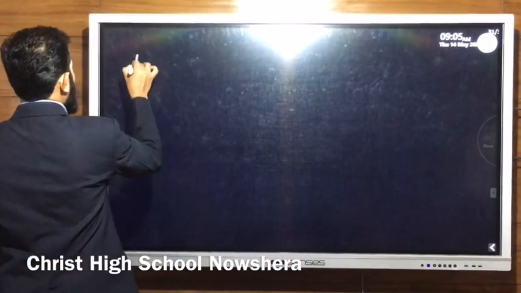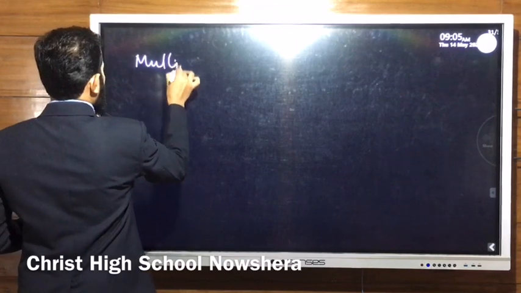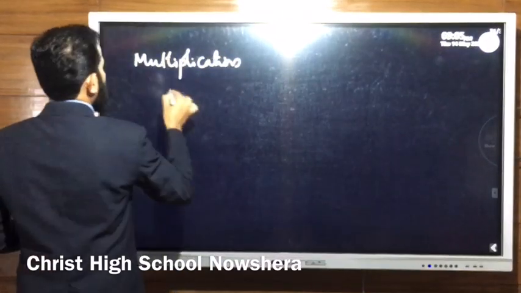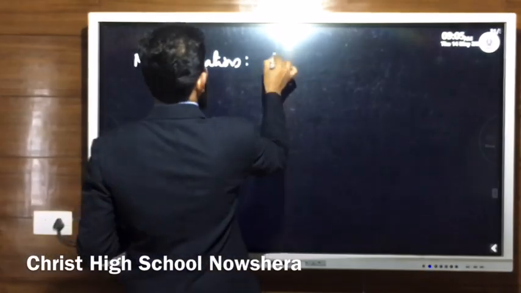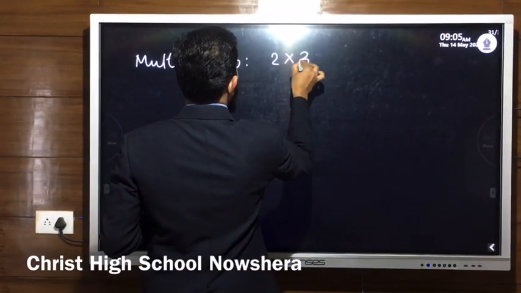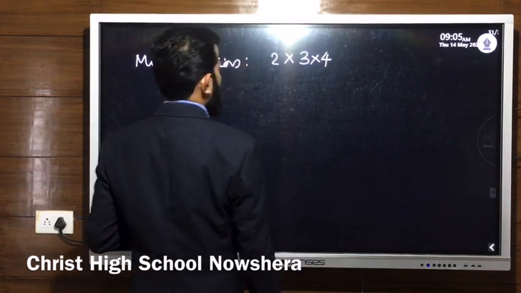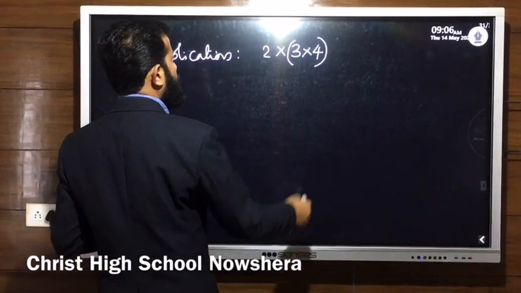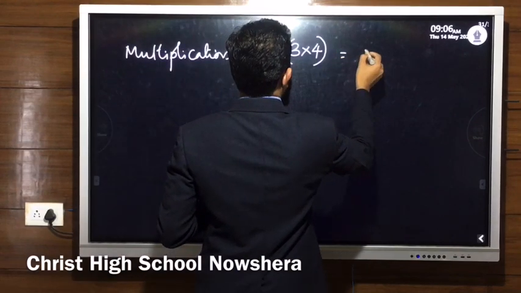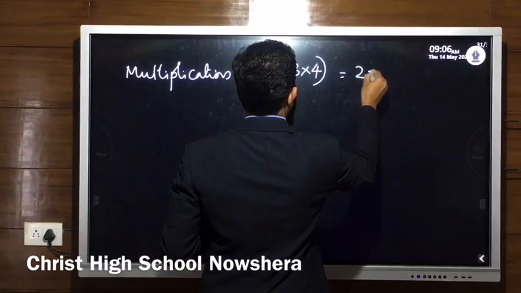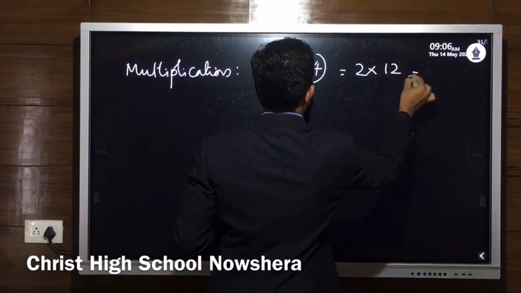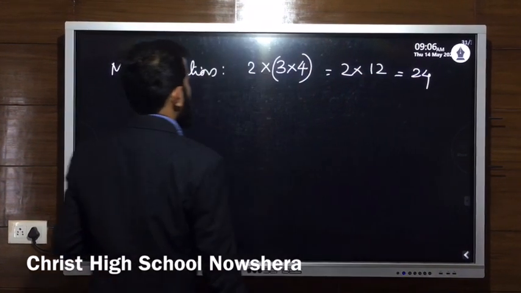Next is multiplication. First of all, 3 into 4 in a group, 2 into 12, that equals 24.